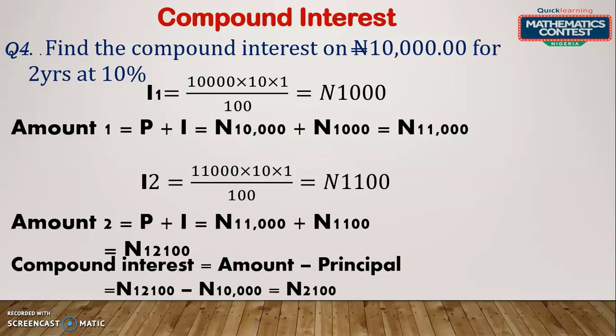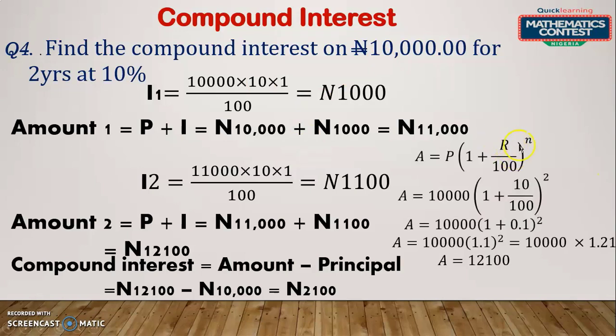How do we use the formula? Remember the formula I brought up earlier on, which is actually this. So let's try to get this. Now, the formula in this case, A is our amount. That is the amount we're going to get at the end of the year. So the principal is 10,000. We have 1 here. The rate is 10 over 100. Then N for the 2 years period, we have 2.